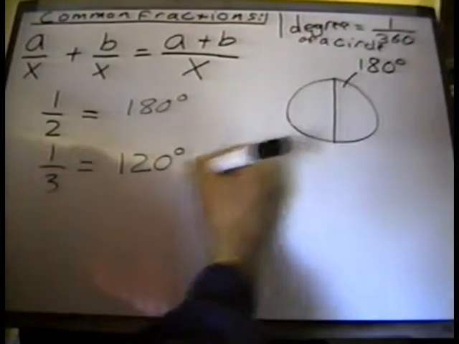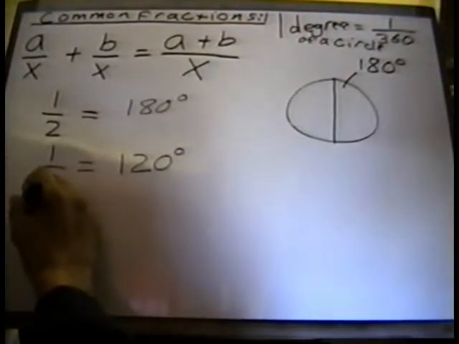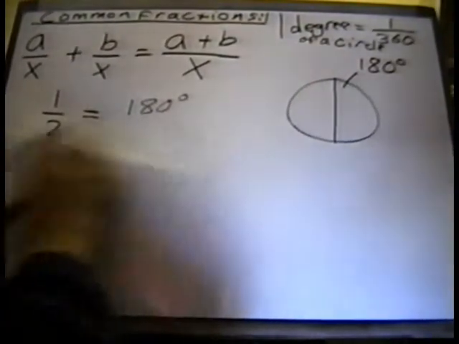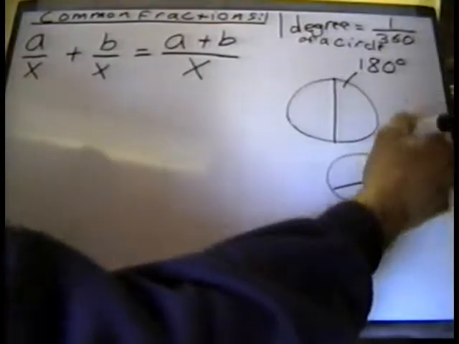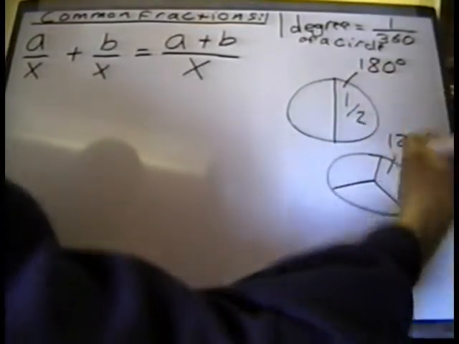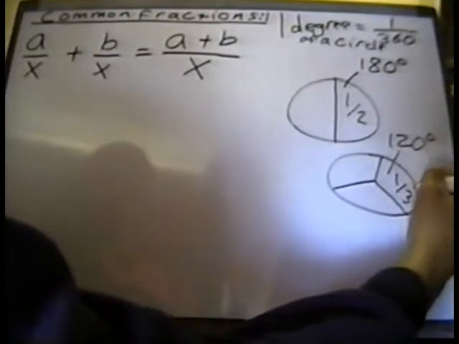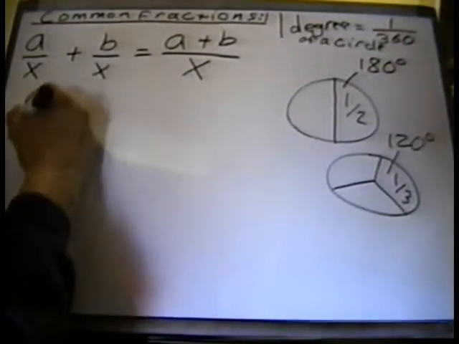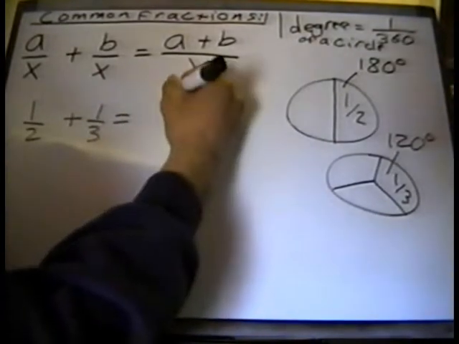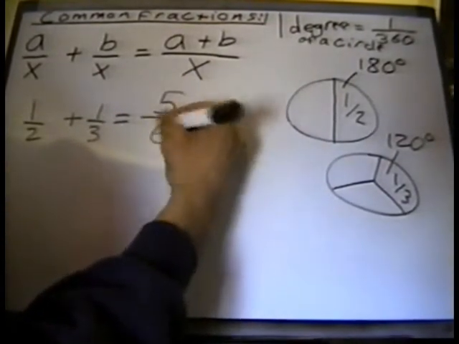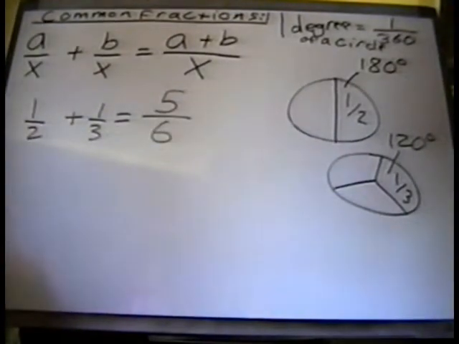So we know that 1/2 is this, and that's 1/3. It's 1/3 and that's 1/2. So we know that 1/2 plus 1/3 gives us 5/6. 5 over 6. Okay?